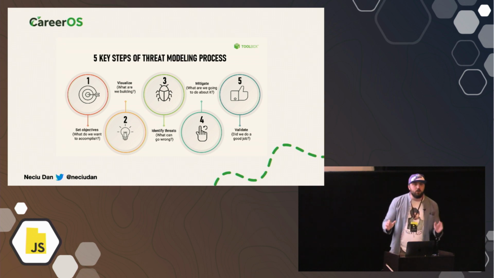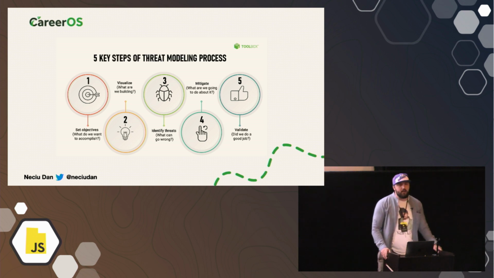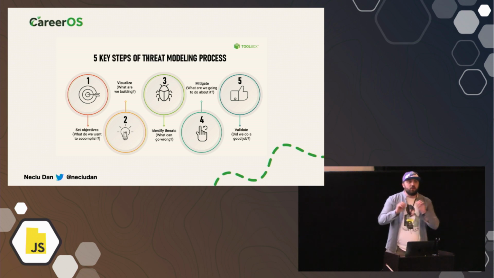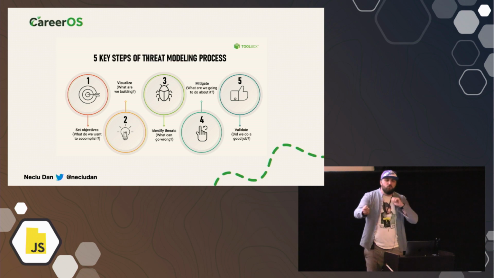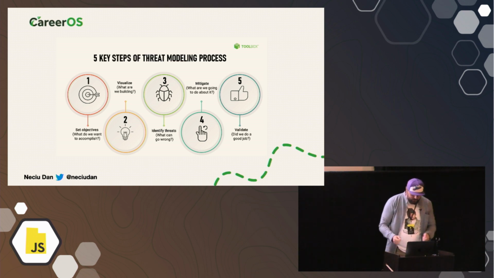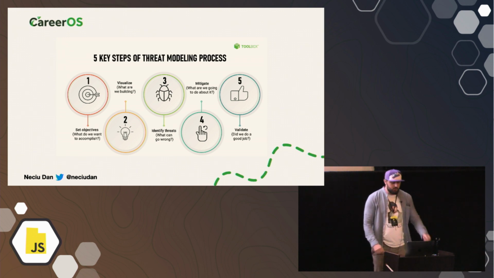What can go wrong with this feature or application that you are building? And here, everyone in the team can be as creative as possible. You just put it on post-it notes and then remove what is realistic and not realistic. Then you move to mitigation. What are we going to do to make sure this is not going to happen? And then you validate: you compare your results with your initial goals.